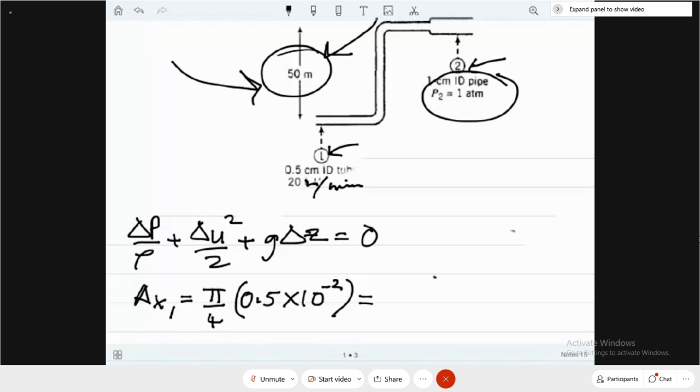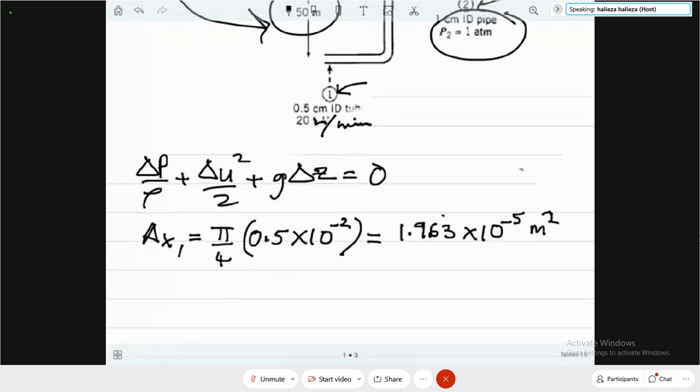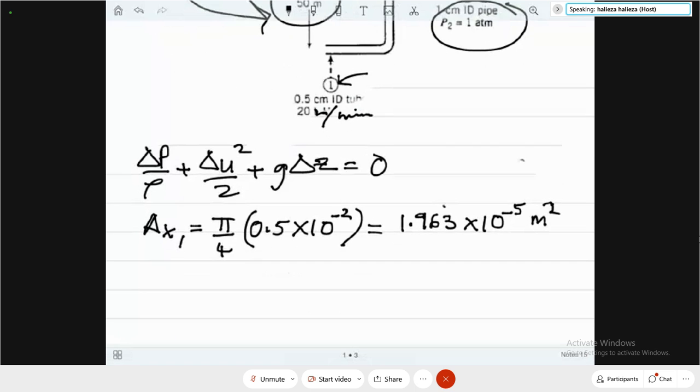Yeah, I managed to get 1.963 times 10 to the power of minus 5. That is meter square. Did you manage to get the same value? Please calculate it. Cross-sectional area for location 2: pi over 4.